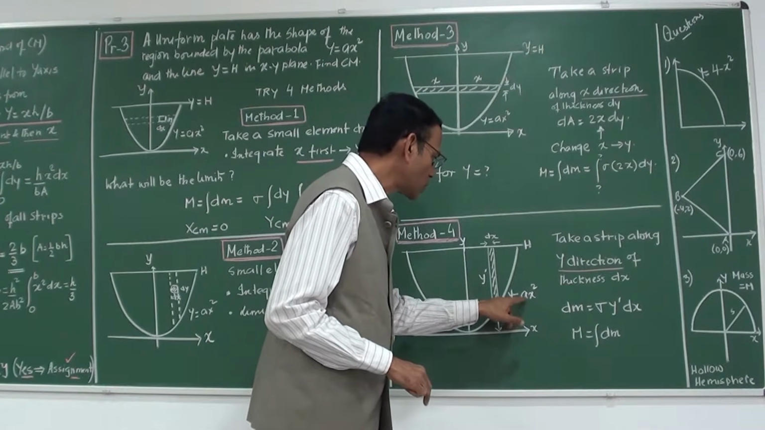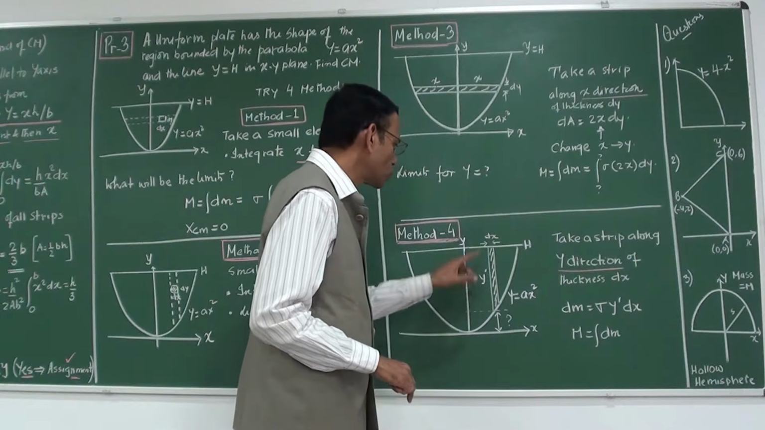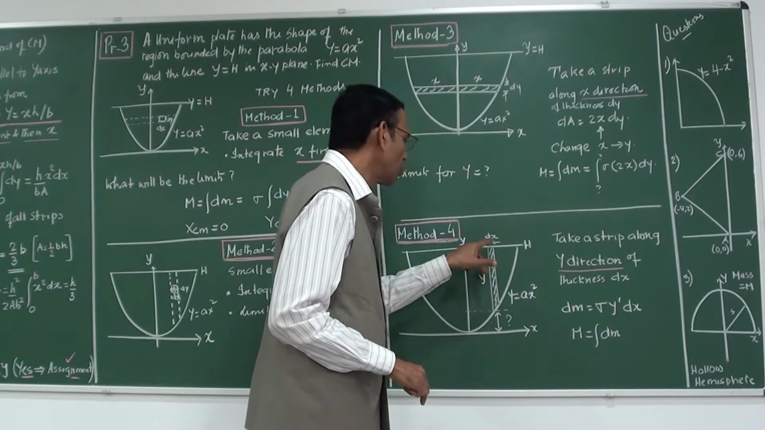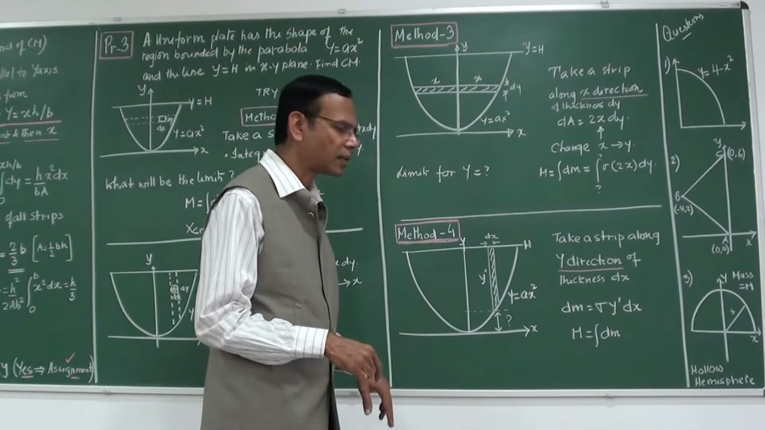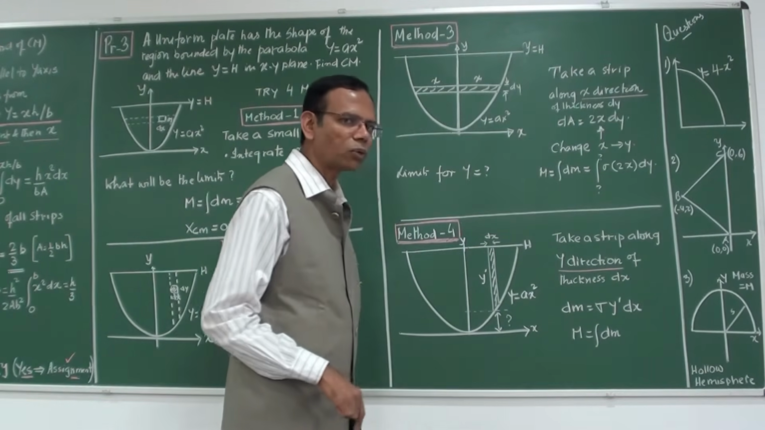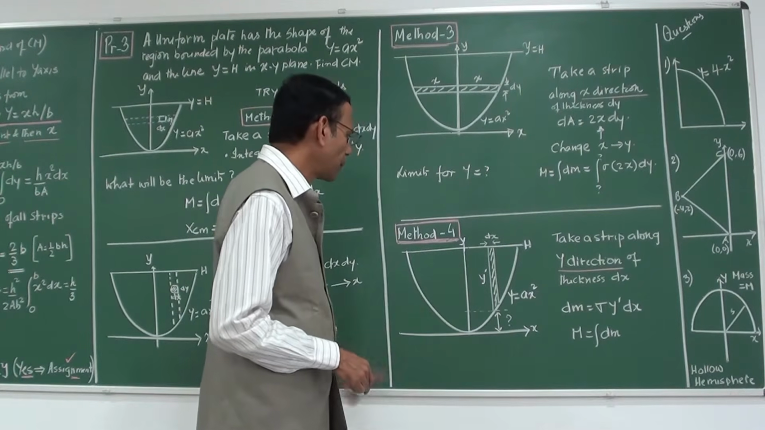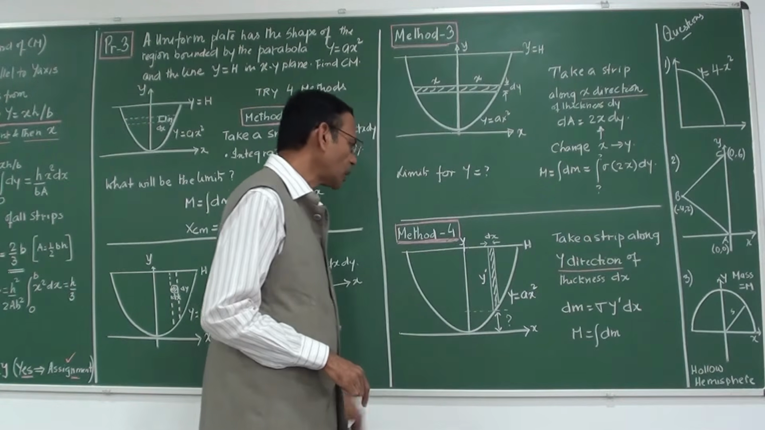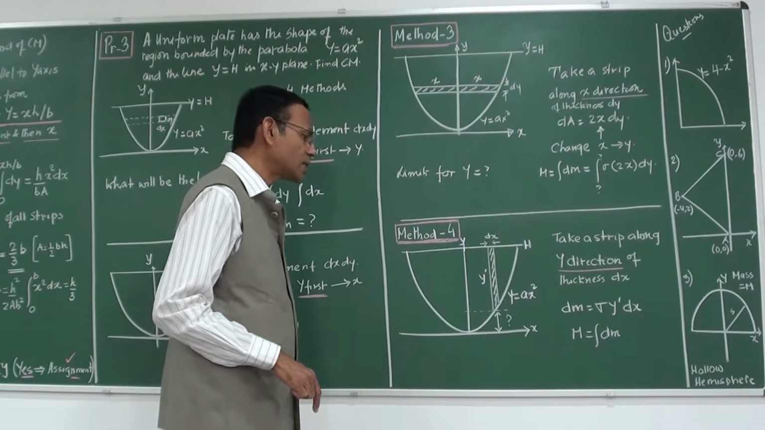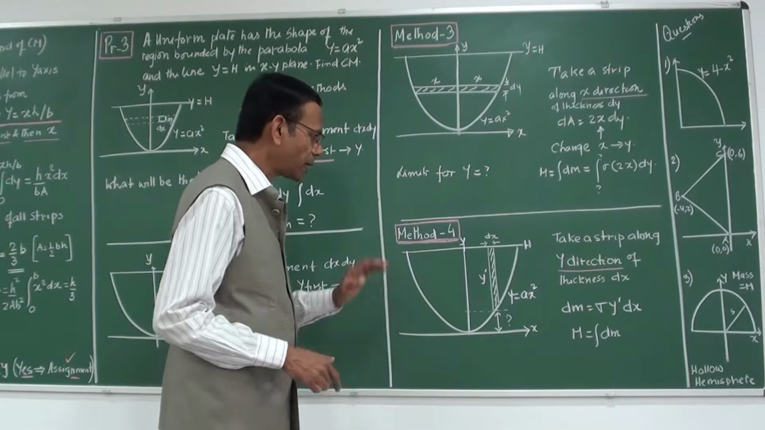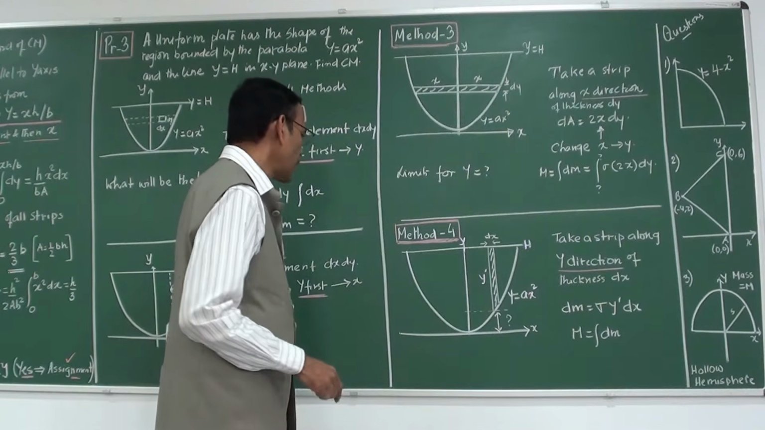It is y is equal to ax square. So h minus yx square multiplied by dx integral will give you the value of m. But the moment you try to calculate the value of your center of mass, then there is a problem. So you might try and see if you are getting the answer.